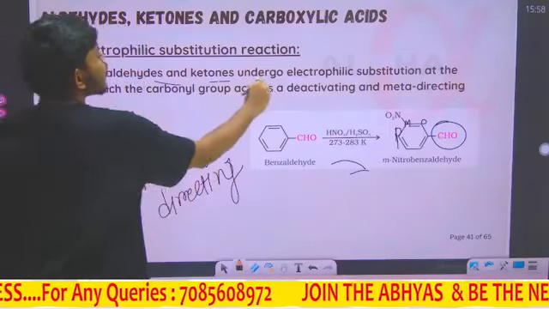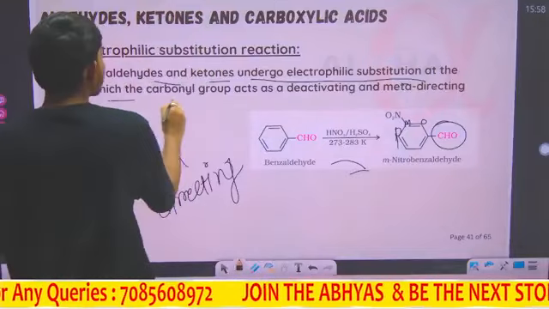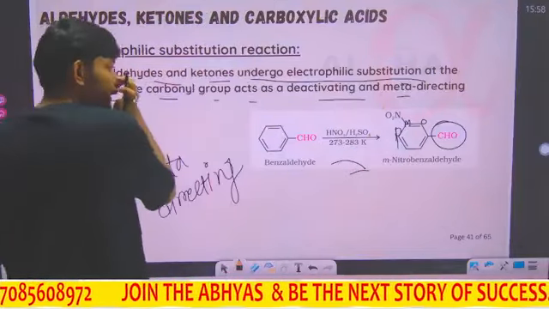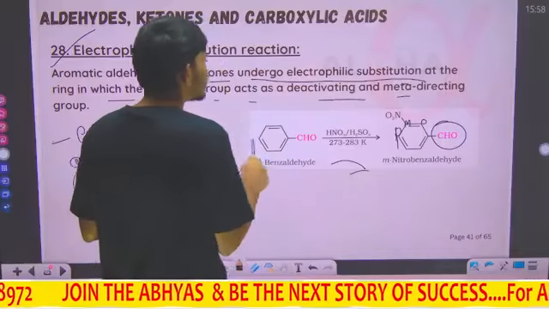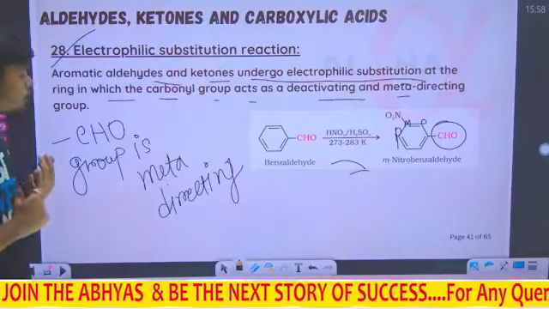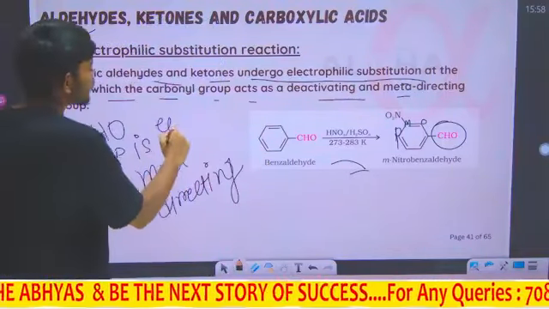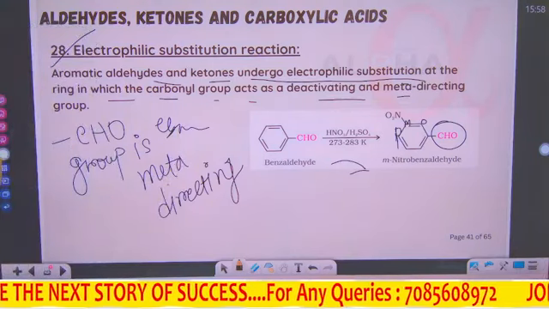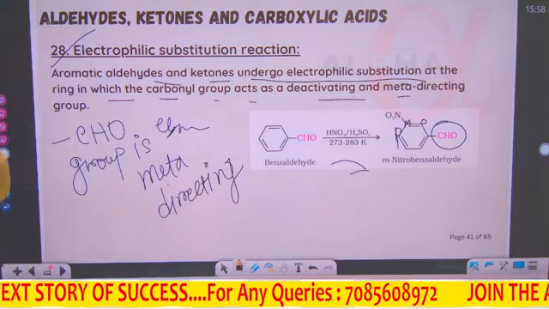Aromatic aldehydes and ketones undergo electrophilic substitution at the ring, in which the carbonyl group acts as a deactivating and meta directing group. Definitely you have to know the carbonyl group is a deactivating group. Like fluorine, bromine, iodine, whatever halide, these are all deactivating groups. It deactivates the ring. So here it will be introduced.